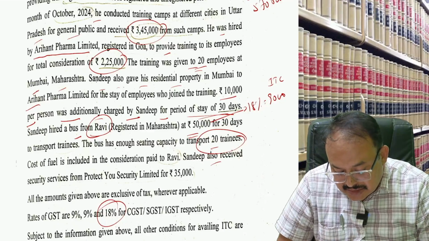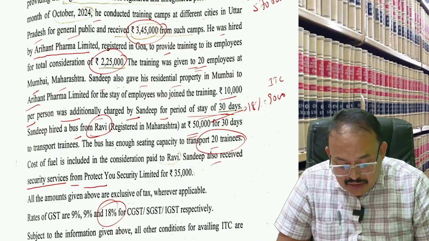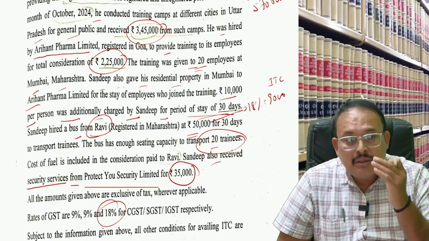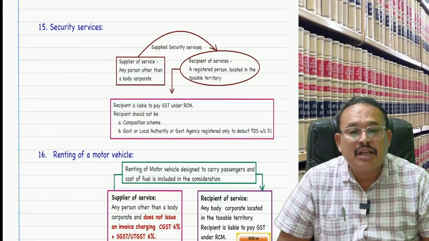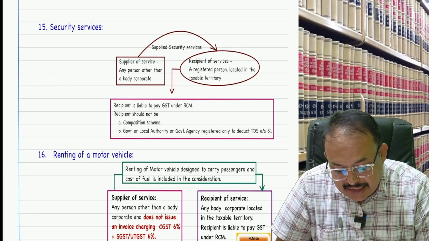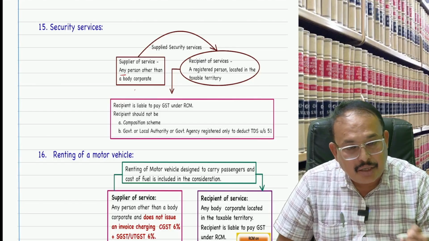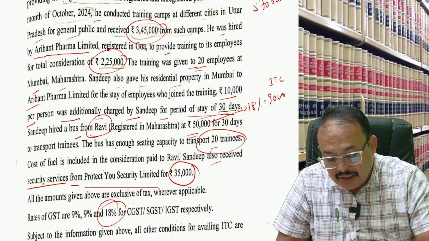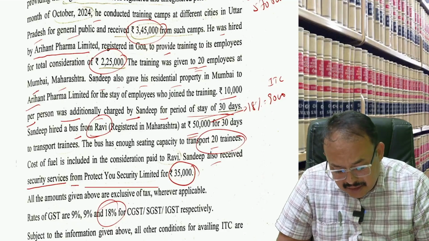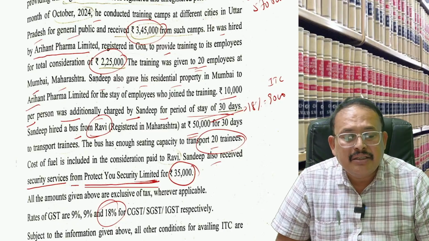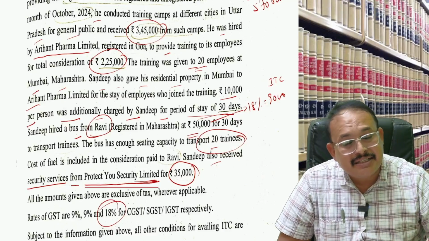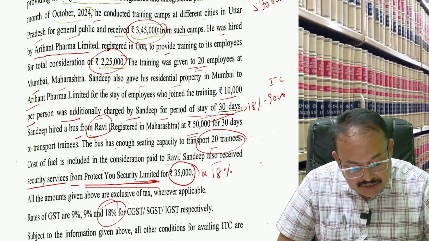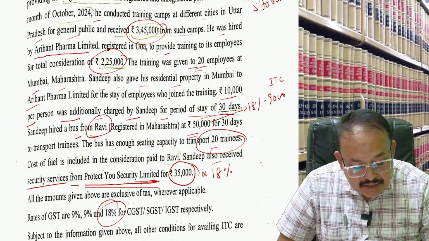Thereafter, Sandeep also received security services from Protect You Security Limited, rupees 35,000. Is it reverse charge or forward charge? It is reverse charge only when, as I referred in the regular study, the supplier of security services is any person other than a body corporate, providing to a registered recipient located in the taxable territory. In the given example, the supplier, Protect You Security Limited, is a body corporate, therefore forward charge. But it qualifies for ITC as inward supply in the hands of Sandeep. On rupees 35,000, 18% GST is 6,300.